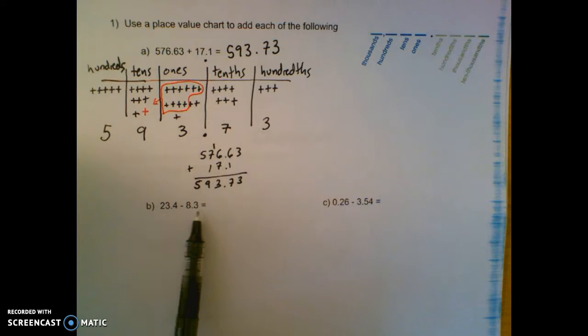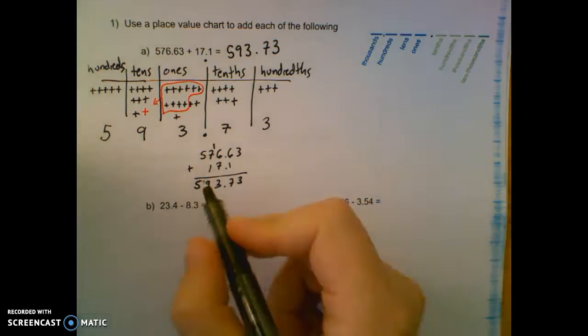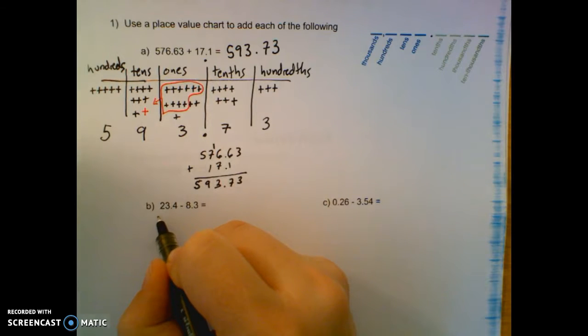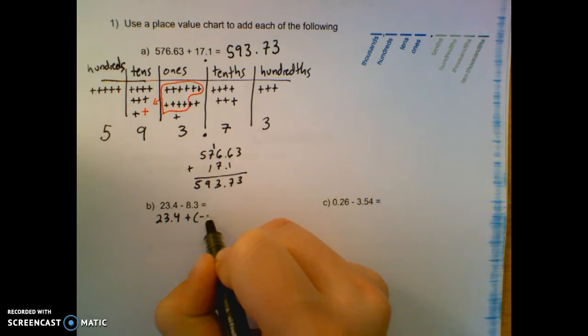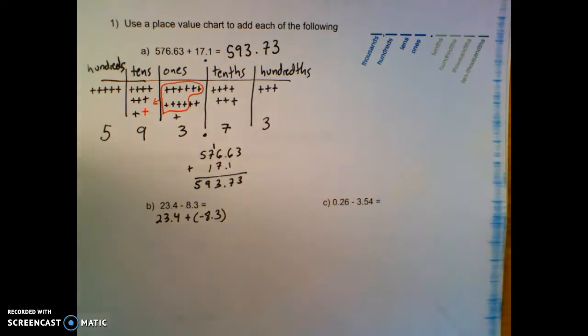So let's take a look then at this. Remember, whenever we are doing subtraction, we always want to write that as adding the opposite. So this is really 23.4 plus negative 8.3.